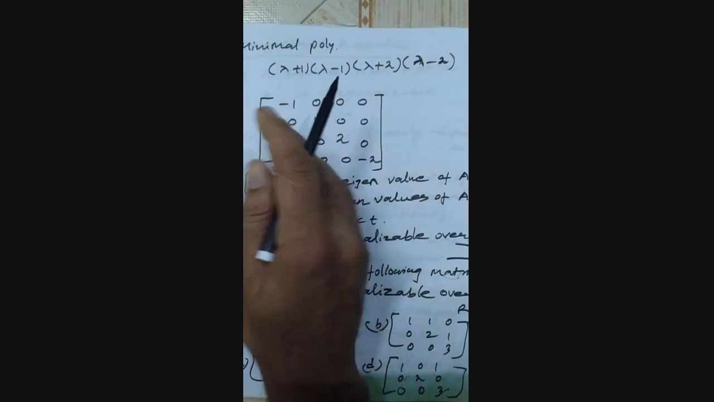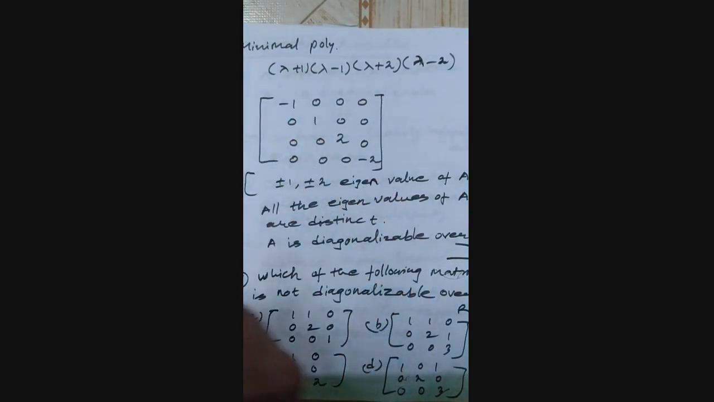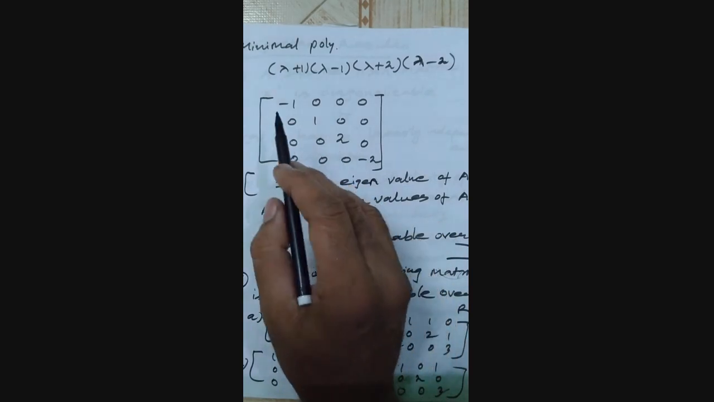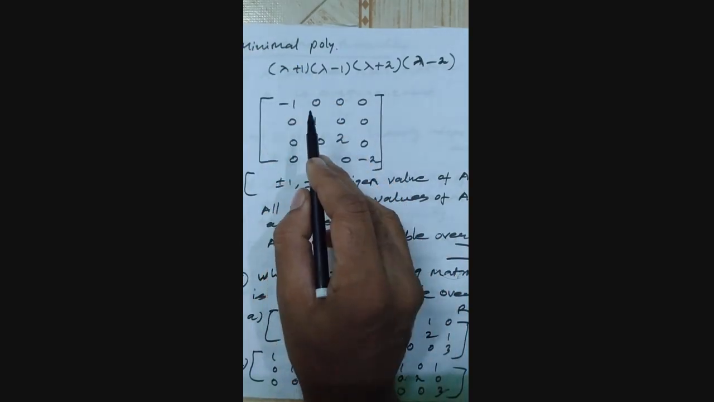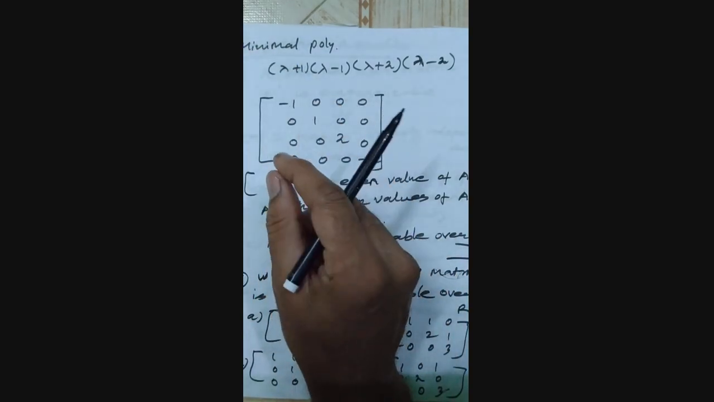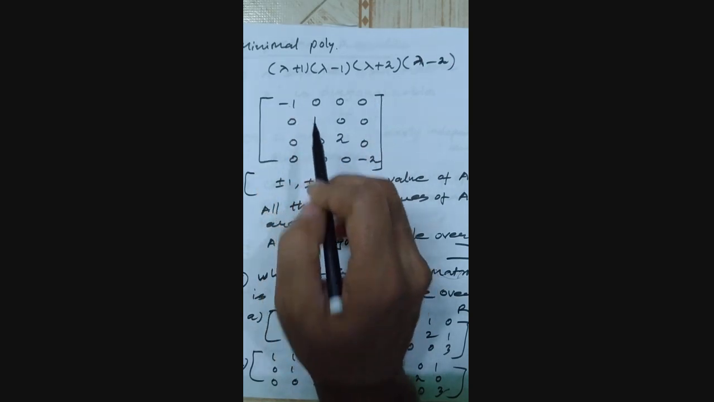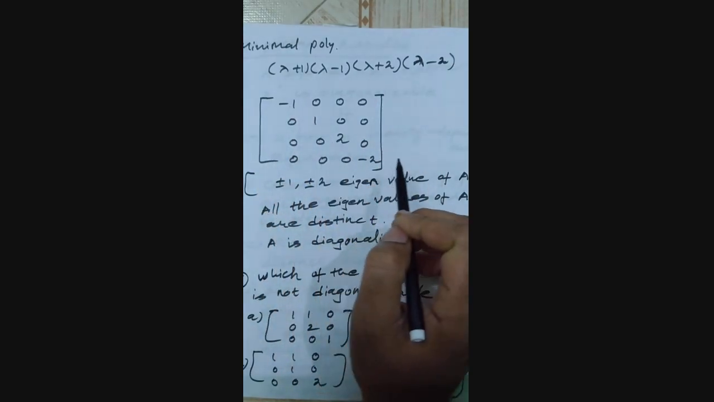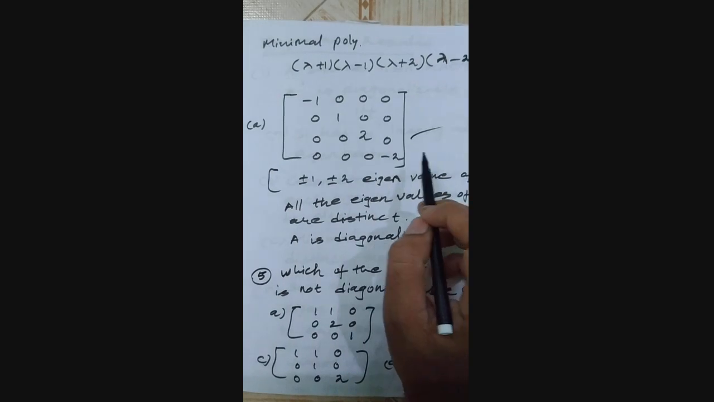So the matrix is diagonalizable. So how do we get the Jordan canonical form? On the diagonal, minus 1, 1, 2, minus 2, each having only one block. So this is the correct option.